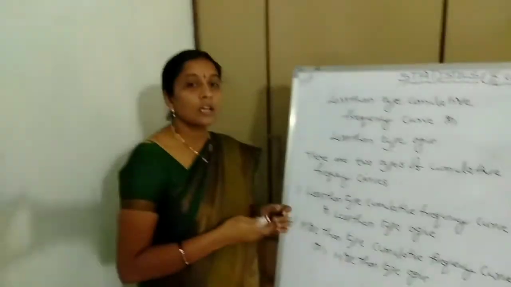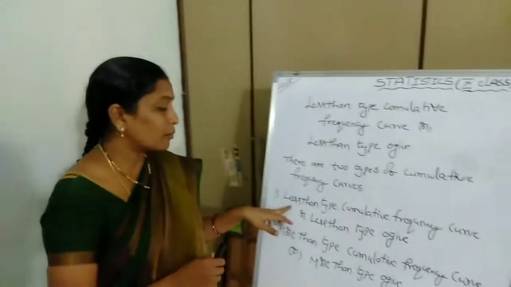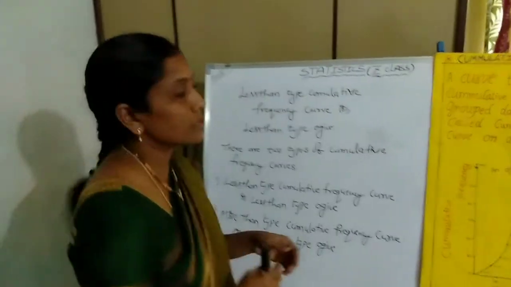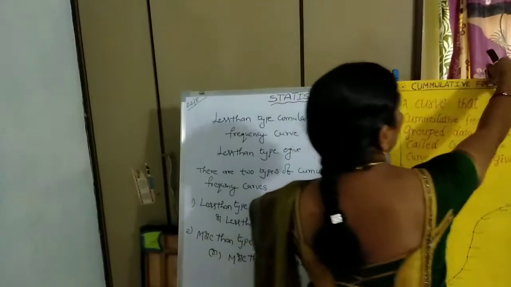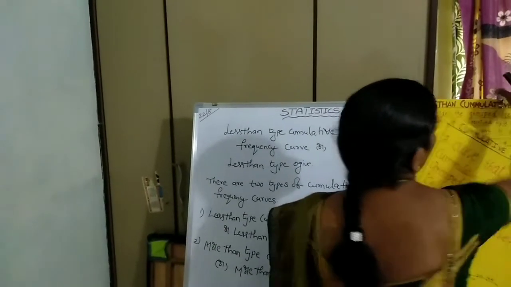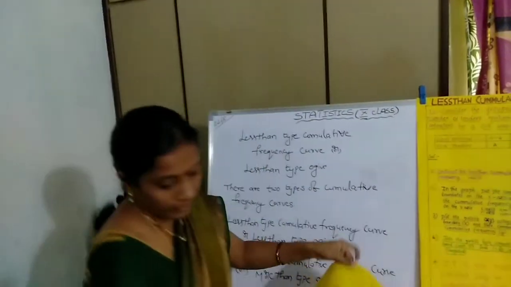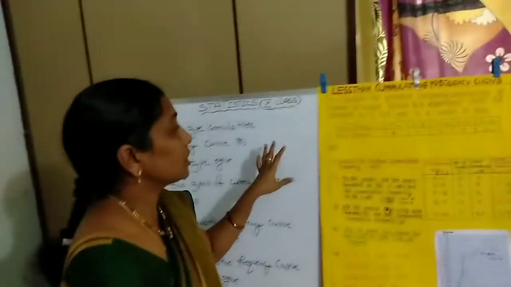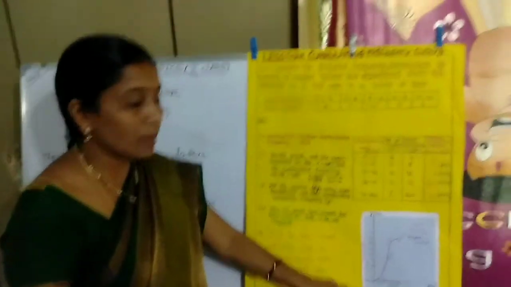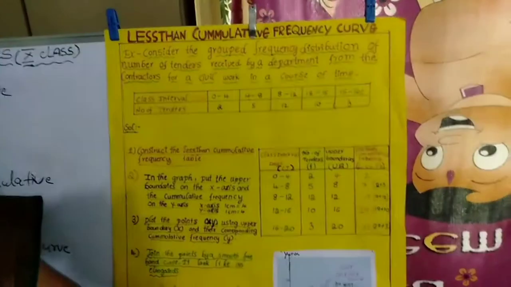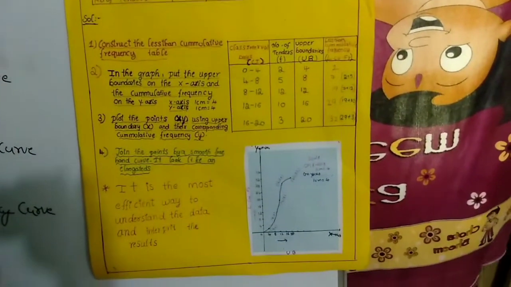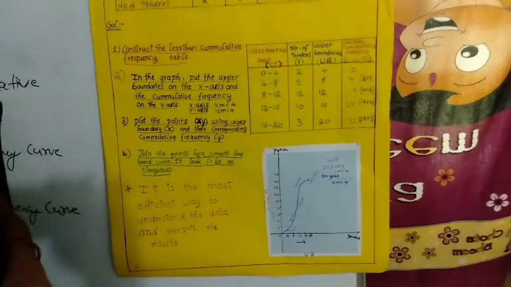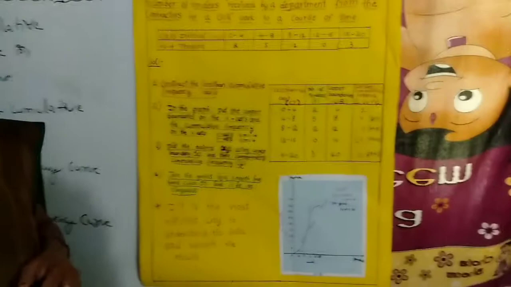Of these two curves, in this class I am going to explain the less than type cumulative frequency curve, or less than type ogive. What is meant by a less than cumulative frequency curve? What is meant by a less than ogive? The curve which represents the upper boundaries on the x-axis and their respective cumulative frequencies on the y-axis, where we draw a smooth curve like this, is called a less than cumulative frequency curve.